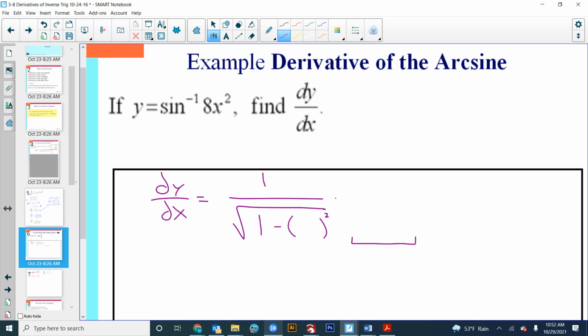Here's your template for the sine inverse derivative. Sine inverse derivative. It's 1 over the square root of 1 minus u squared. The u changes with each problem. What is our u? 8x squared. What's our du dx? 16x, thank you. Put that up top.